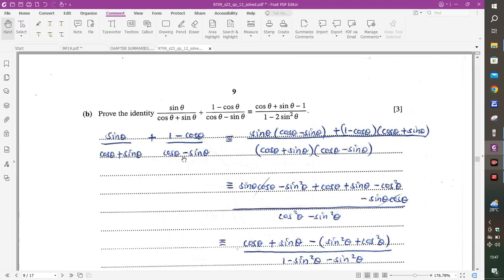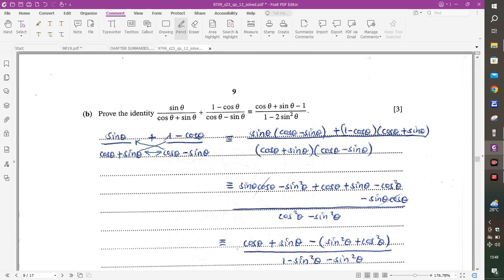Then next, they prove the identity: sine theta over (cos theta plus sine theta), plus (1 minus cos theta) over (cos theta minus sine theta), gives us (cos theta plus sine theta minus 1) over (1 minus 2 sine squared theta). So I'll begin with the left side, but you can also begin with the right side if you want. Beginning with the left side, these are fractions. So how do we solve fractions? We get the LCM. So here to get my LCM, I will just multiply the denominators. And then I multiply it with this sine theta.